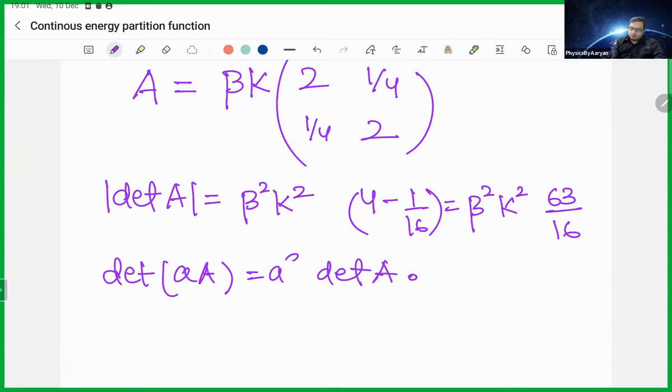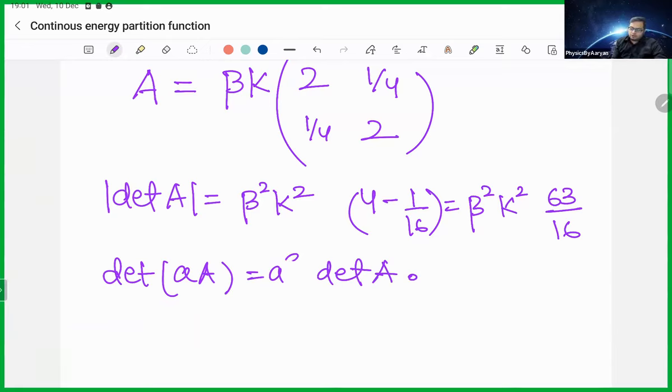And you need the determinant of this entire thing. So what you need to do is multiply by beta square into k square. This is a basic property. The last, 12th property: so I have found the determinant of beta square into k. So basically, first step, from my Hamiltonian, I have found A, my matrix A.